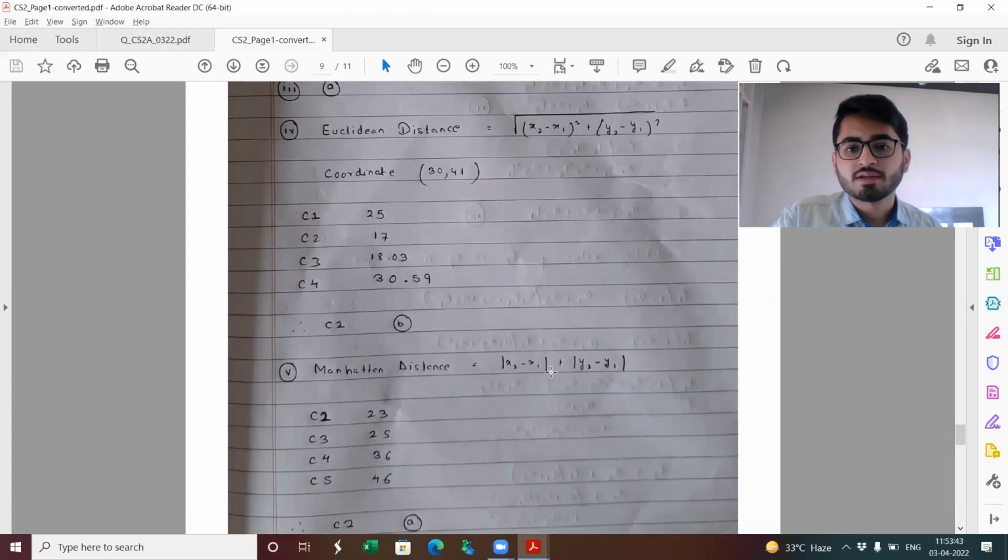Manhattan distance: mod of x2 minus x1 plus mod of y2 minus y1. So again, here I guess C2 comes out to be the lowest one, 23. So that is nothing but option A.